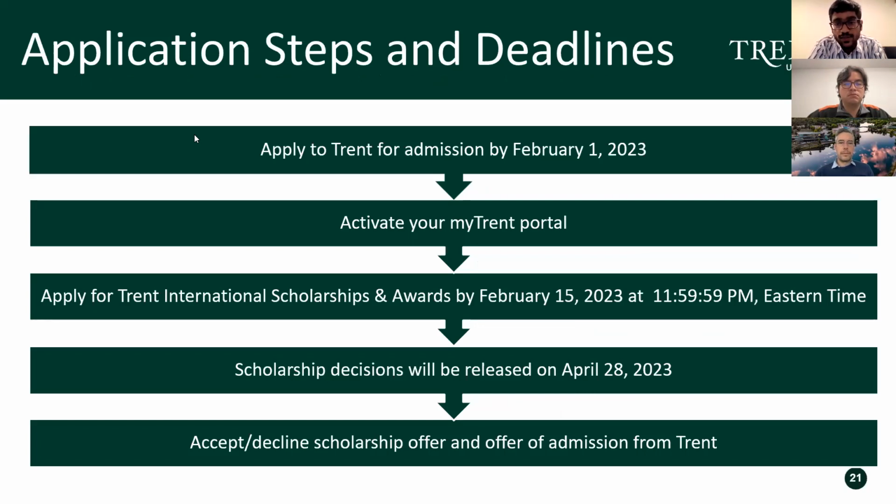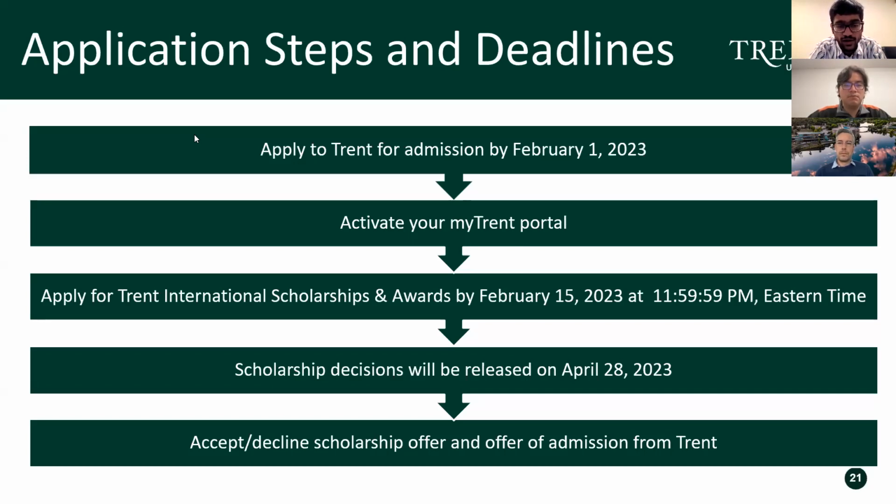Talking about the application steps and deadlines. So this is how the chronology will look. You need to apply to Trent for admission by February 1 and activate your Migrant portal. So February 1 is a good deadline, because you need to have enough time to get your student number, submit your documents, and activate your Migrant portal.